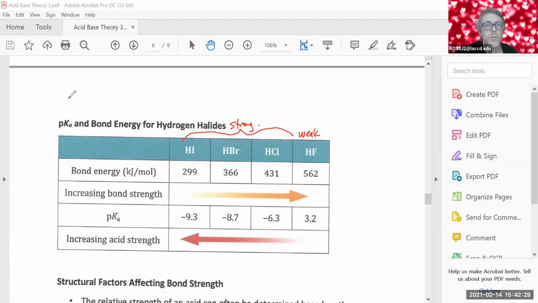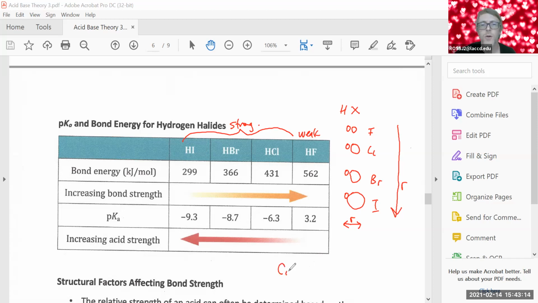Also, you can think of Coulomb's law here. So if we look at H, and let's say this is not to scale, these are the H atoms, and then we've got F, Cl, Br, I. So X, where X is F, Cl, Br, and I, then we've essentially got the bond length. So let's call this bond length R. R increases as you go down this group here.